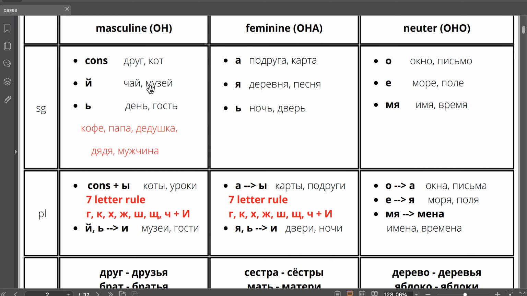So now we work with museums. Музей becomes музеи, with the stress on the E. One guest, гость, has a soft sign ending, so we change it to И: гости. And I want us to close the masculine category.